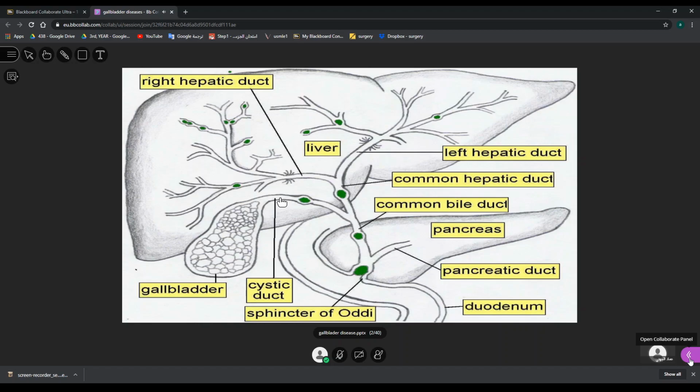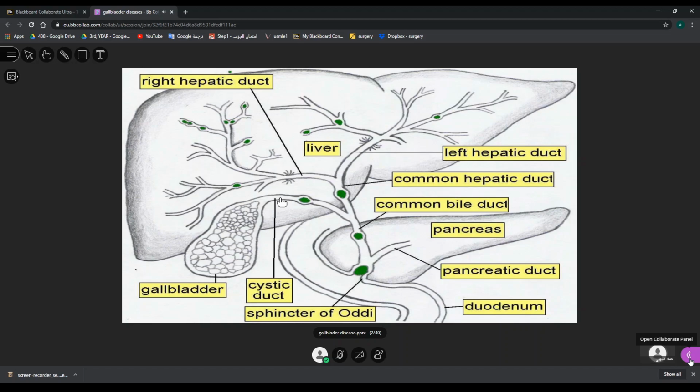It's not only obstruction. It's obstruction initially. This obstruction leads to stasis. This stasis leads to what? To superinfection. So for acute cholangitis, we said that we have Charcot's triad. We also have Reynolds' pentad. Reynolds' pentad is the same as Charcot's, but we add two more. So it is a combination of Charcot's triad plus shock and altered mental status.